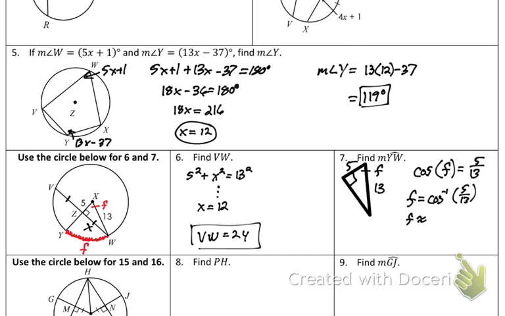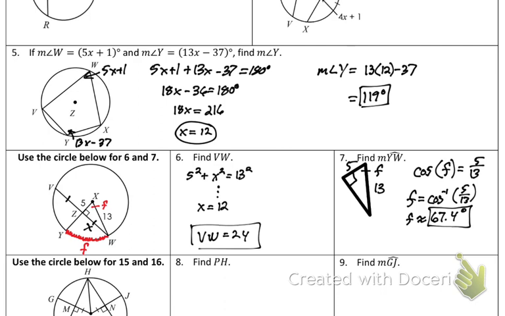I need it to the nearest. Say that one more time. 67.4. Can someone confirm it's 67.4 degrees? Yes. Okay. Now remember, you guys agreed that if I got F, that meant I got YW as well. So this is actually our answer.